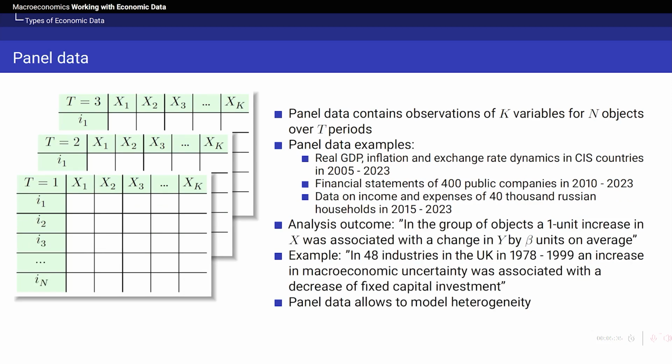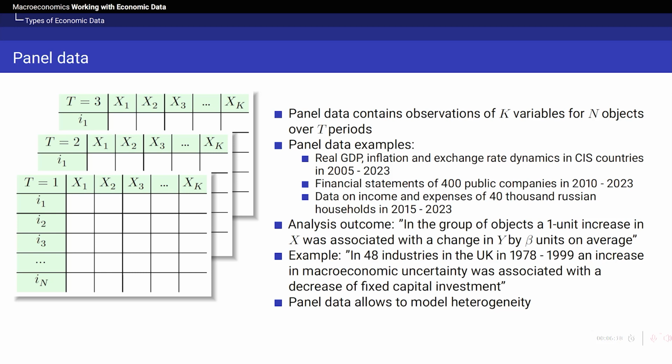Panel data is basically a combination of the two other types of data. It includes cross-sections describing the same individuals at different points in time. Examples of panel datasets include a collection of macroeconomic statistics for a group of countries, data from financial statements of a number of companies, and surveys that repeatedly monitor the same households over the years. Panel data analysis allows us to identify the relationships between economic variables with a much higher precision.